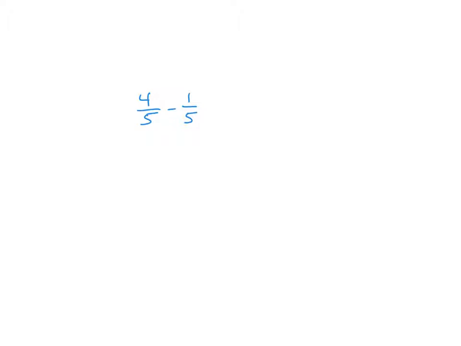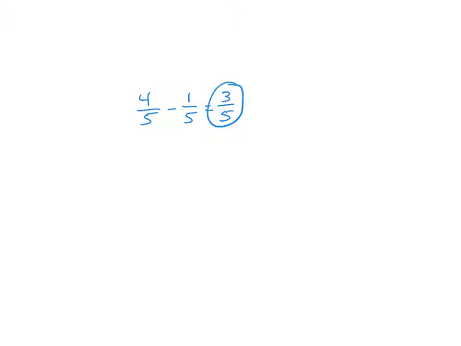Subtracting fractions works exactly the same way. I have to have the same size pieces, so the denominators have to be the same. So if I have 4/5 minus 1/5, I am just going to subtract the numerators. 4 minus 1 gives me 3. The final answer to that is 3/5. So addition and subtraction work exactly the same way. As long as the denominators are the same, you are just either adding or subtracting.